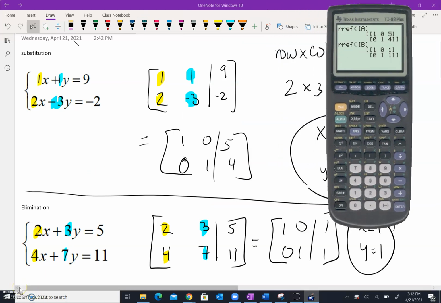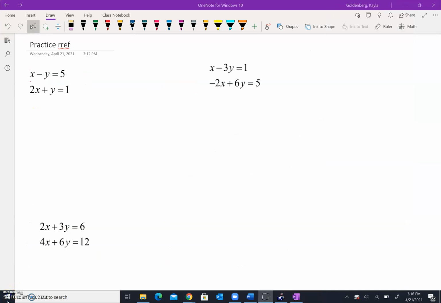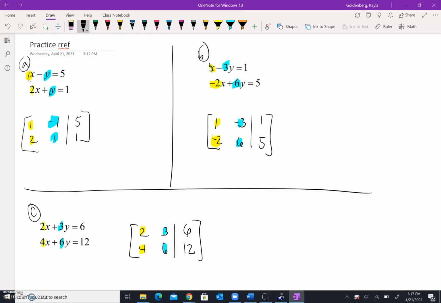So I've got a couple of practice problems for you to do just to make sure you're feeling okay about this calculator command. So here are 3 practice problems. I'll call them practice A, B, and C. So go ahead and rewrite these in augmented matrices, and then unpause when you're ready to double check, just rewriting them, not necessarily solving. Okay, so here are the matrices.